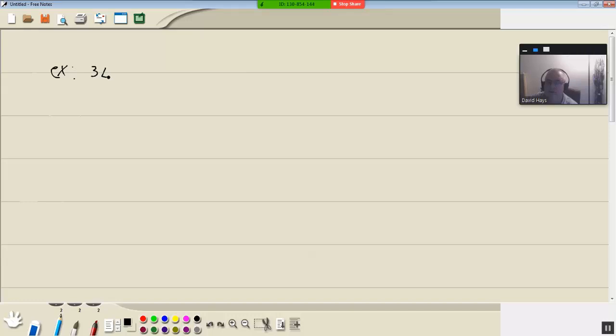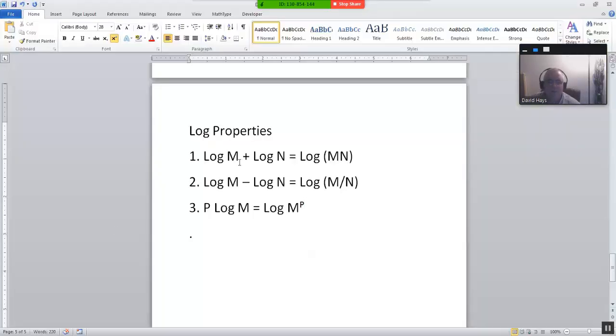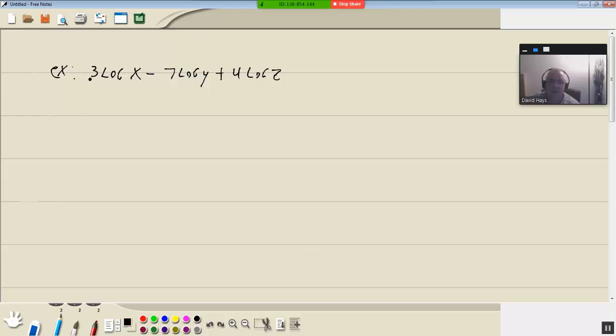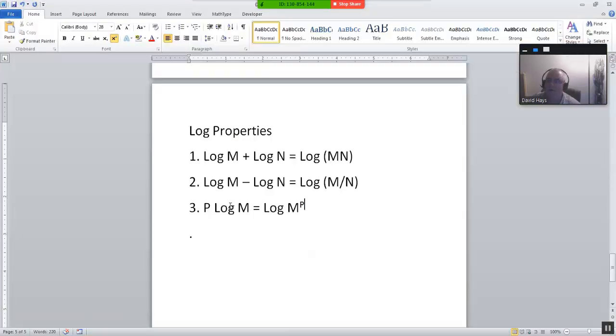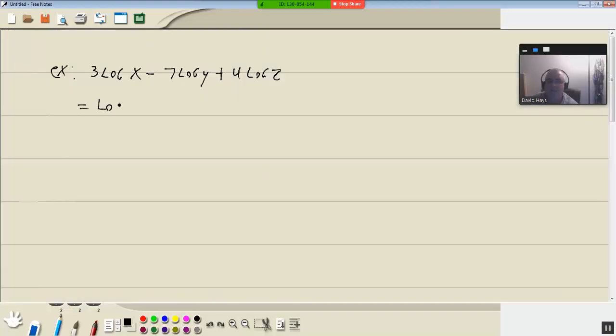And we can have problems going the other direction. 3 log x minus 7 log y plus 4 log z. Now, the trick here is you cannot use properties 1 and 2 while there's any number in front of the log. Well, we have numbers in front of a log here, so we have to use property 3. It says if you have a number in front of your log, you put it as your power. So this becomes log x to the third minus log y to the 7th plus log z to the 4th.